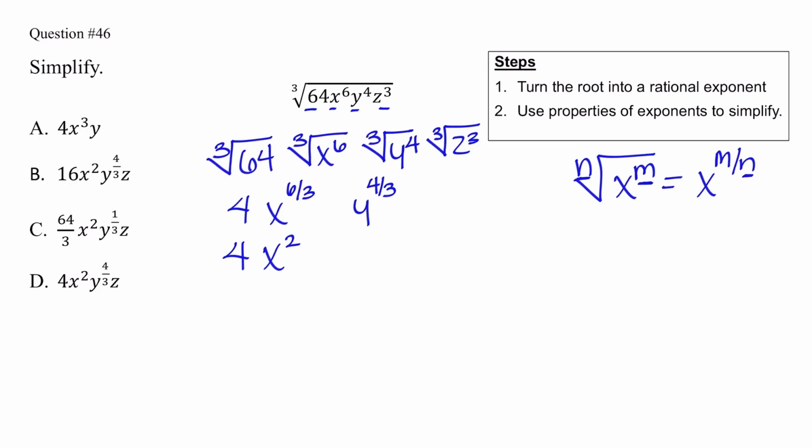So that's like y to the 1 1/3, right? So that's like y to the 4/3. We can just leave that. And then we have z to the 3 over 3, okay? 3 over 3 is just 1, so that's going to be z. So the answer choice that matches this is going to be answer choice D. Okay, so that's a simplified form.